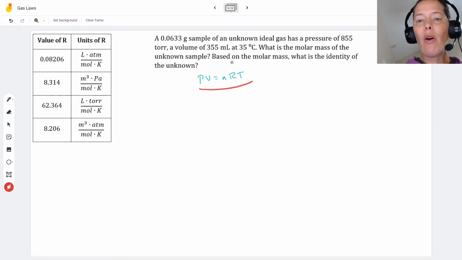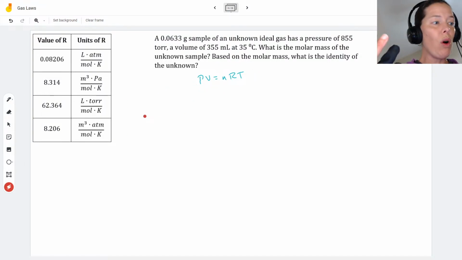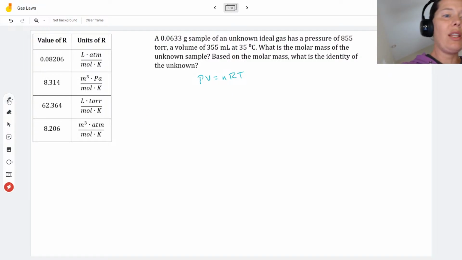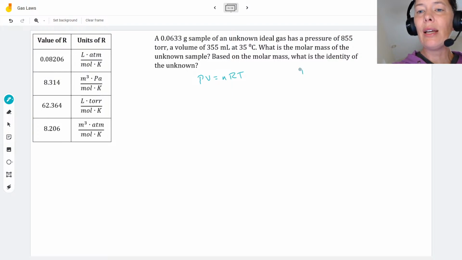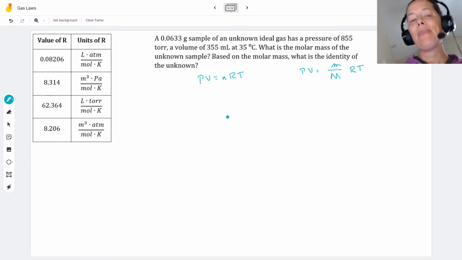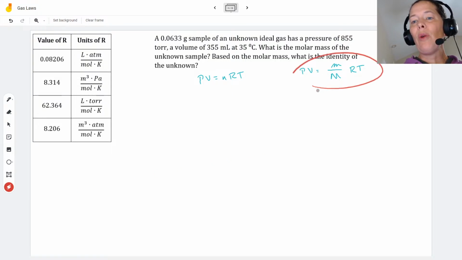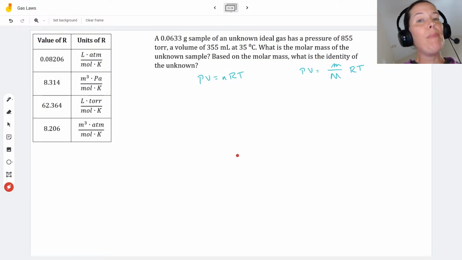So we can go about it using ideal gas law, or there is an equation that you can use to get molar mass out of ideal gas law, and it is PV equals the mass of the sample over the molar mass times RT. Now, if you have access to this equation or you have it memorized, you can absolutely use it. But sometimes you're on a test and maybe you have tried to memorize it, but you have forgotten it in kind of the panic of the test.